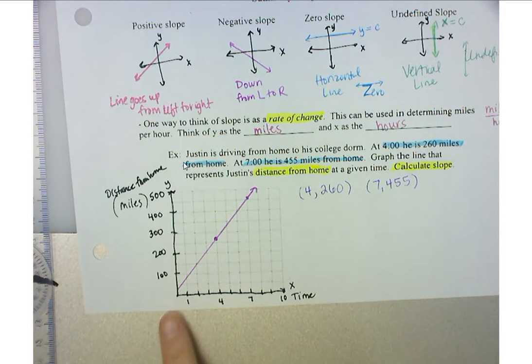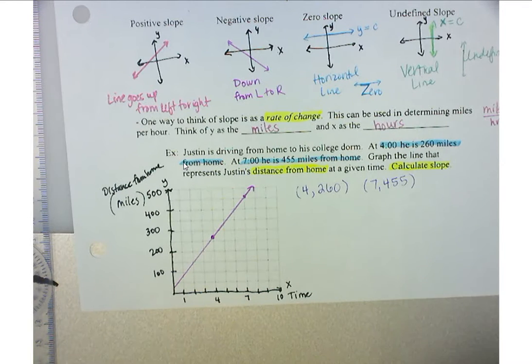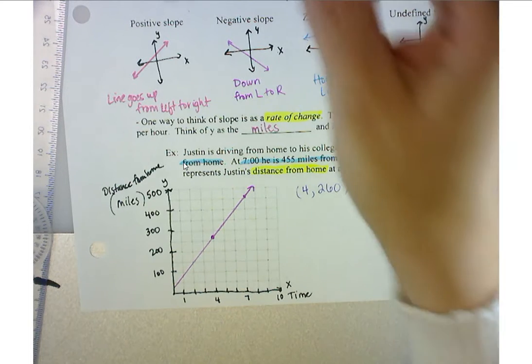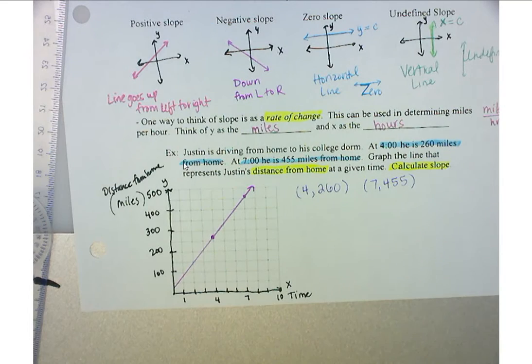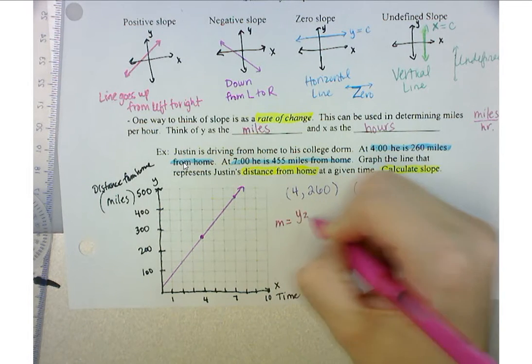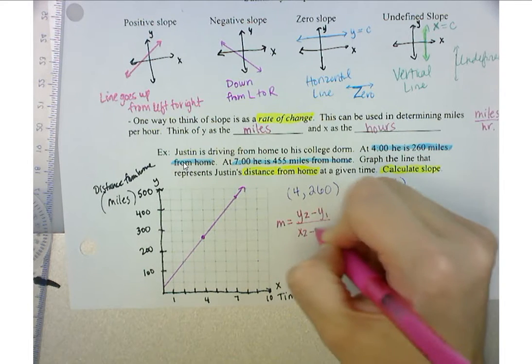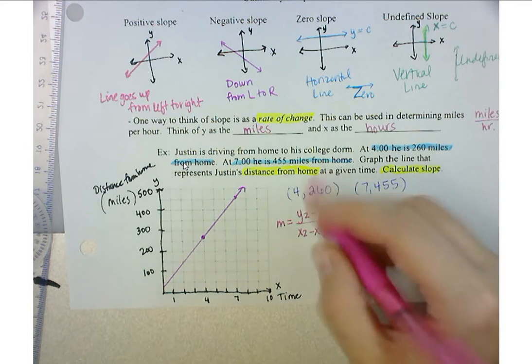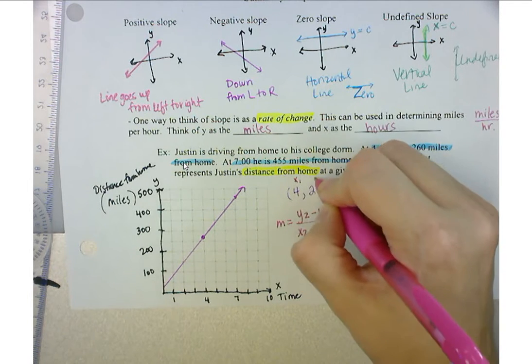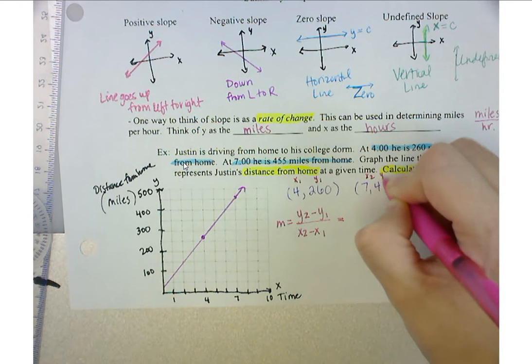Okay, now this is not going to keep going because we are not going to have a negative amount of distance from home. And so now we're going to calculate the slope. So we can do our slope formula, y2 minus y1 over x2 minus x1. Like I said, I like to label these my x1, my y1, my x2, my y2.